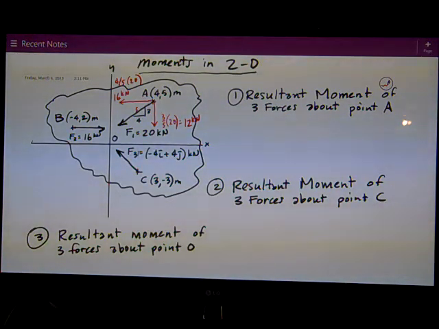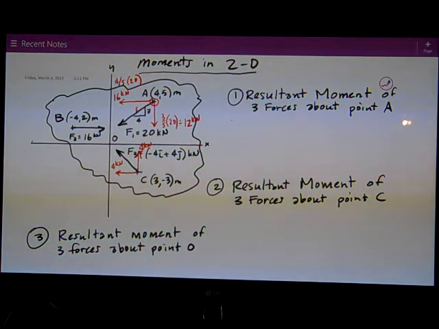which is 16 kilonewtons. F3 is given to me in Cartesian form, and it says positive 4J, so I've got 4 kilonewtons up, and I've got 4 kilonewtons to the left. Once I have everything in XY Cartesian form, it's a lot easier to work with. So once again, I'm trying to get the resultant moment of three forces about point A. It's this point here, so I don't have to consider anything with F1 because F1 intersects point A.